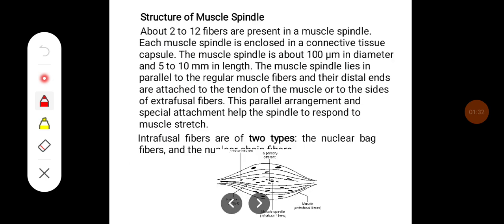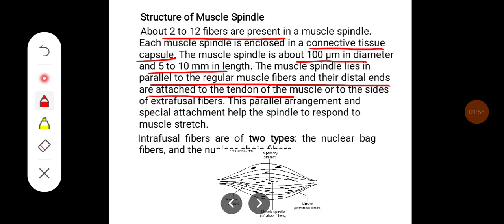If you see the structure of the spindle, there will be 2 to 12 fibers present in the muscle spindle. Each muscle spindle is enclosed in a connective tissue capsule. The muscle spindle is about 100 micrometers in diameter and 5 to 10 millimeters in length. Muscle spindle lies parallel to the regular muscle fibers and their distal ends are attached to the tendon of the muscle or to the sides of extrafusal fibers. This parallel arrangement and special attachment help the spindle to respond to muscle stretch.